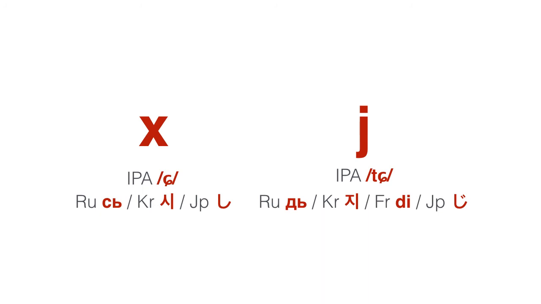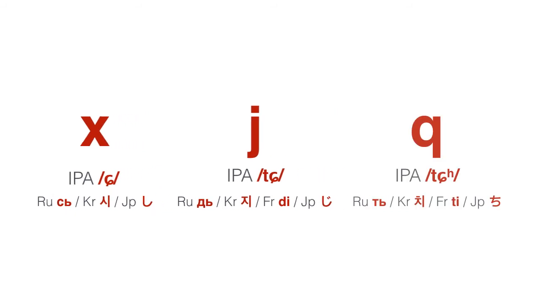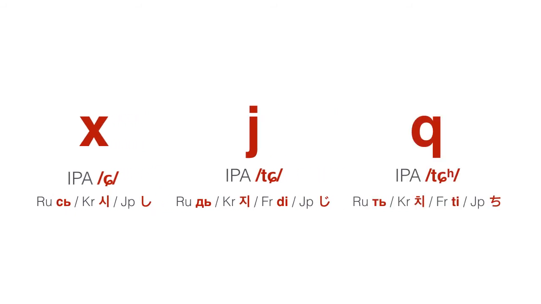So here we have the xi and ji sounds. And now let's take a look at the qi sound, which is spelled with the letter Q. Notice what the IPA of the sound is. It's exactly the same as ji, except for a little h at the end. That represents a puff of air. So instead of ji, we have qi. Notice air is coming out, qi.